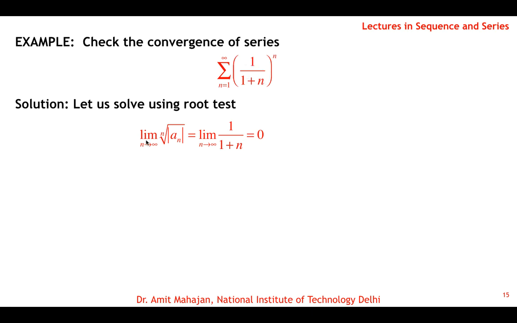If we calculate the limit as n tends to infinity of the nth root of absolute value of a_n, when we take nth root on this, we'll just get 1 over 1 plus n, and when n goes large, this value is 0. So the limit value is 0, which is less than 1. That means the root test says that the series is a convergent series. So this is a very simple example to prove the convergence of a series.